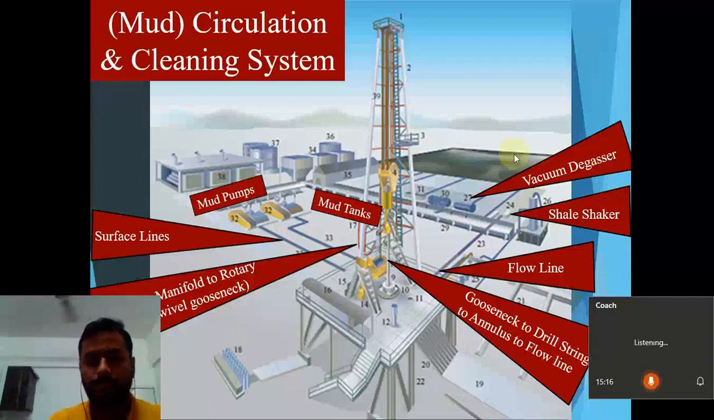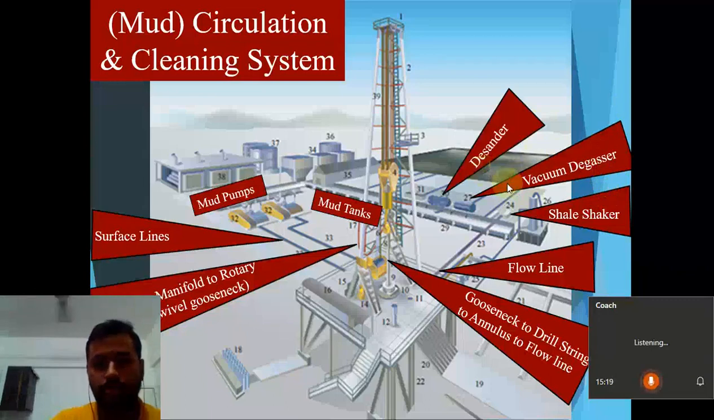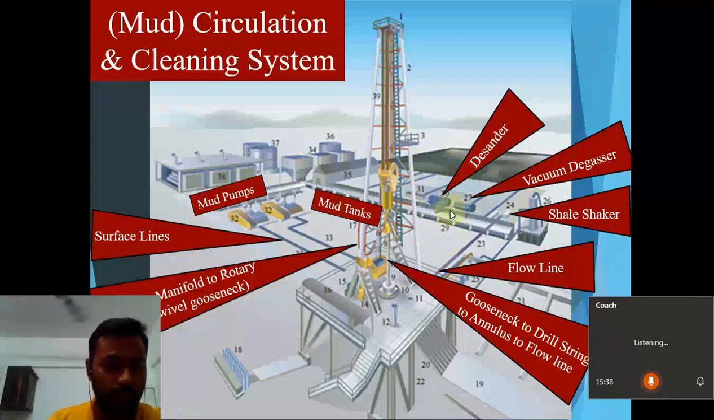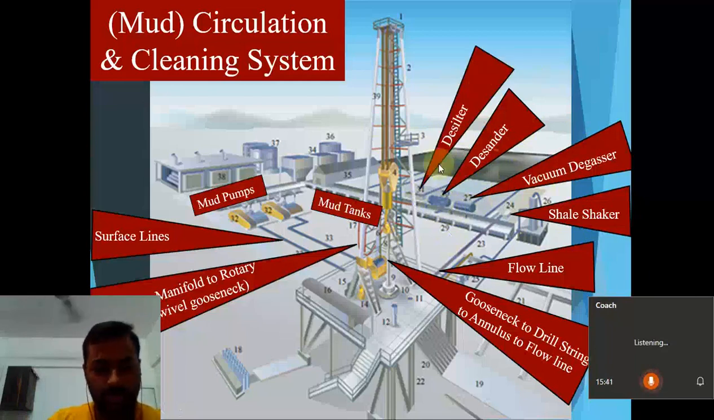Moving forward, we come to the desander. It removes the sand from the mud which was not removed in the shale shaker, as the particle size is smaller. They use hydrocyclones, the principle of centrifugation and centrifugal forces, to separate the contents. The sand goes to one side and the mud flows out. The same goes with the desilter. It separates still smaller particles, and the mud comes back to the mud tank. Again, it is agitated and completely mixed. It is like a cycle.